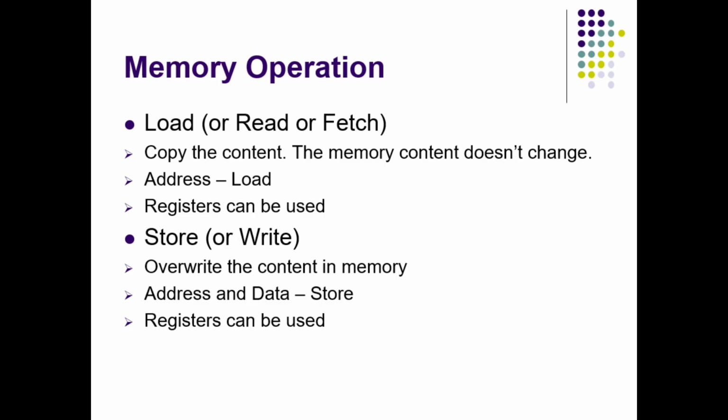This is the last topic of memory. What operations are associated with memory? How does the processor interact with the memory? There are only two purposes. Either the processor needs data from the memory, or the processor wants to store data into the memory. These are called load and store. Load means copying data from the memory to the processor. Store means transferring data from the processor to the memory. They are also called read and write.